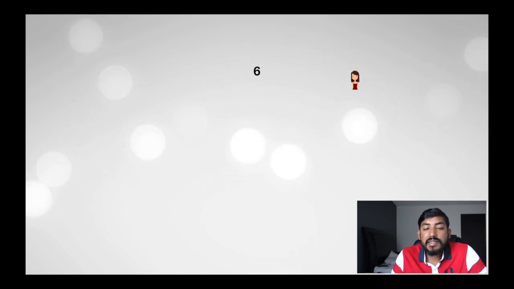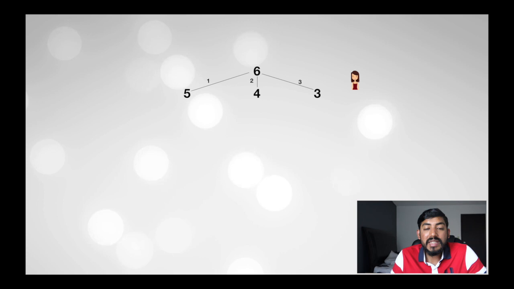Initially the game starts with n equal to 6. Now it is Alice's turn. Alice can choose 1 because 1 is a factor of 6. She can also choose 2, or she can choose 3. In each case, if she chooses 1, she will end up with 5, and if she chooses 2, then 4 will be on the board, and if she chooses 3, 3 will be on the board, and Bob will get these numbers, based on what Alice chooses.